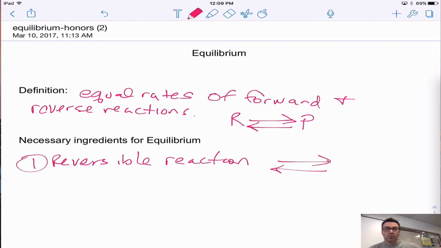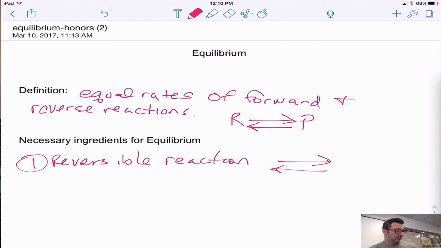If we just had one of the directions, if we were just going from reactants to products, we wouldn't be able to establish these equal rates going back and forth. Instead, what we would have is a situation where we would just be forming products, the products would build up, and we would never go back to making reactants. That would be a case where the reaction would do what they call go to completion. So the reaction would go to completion.